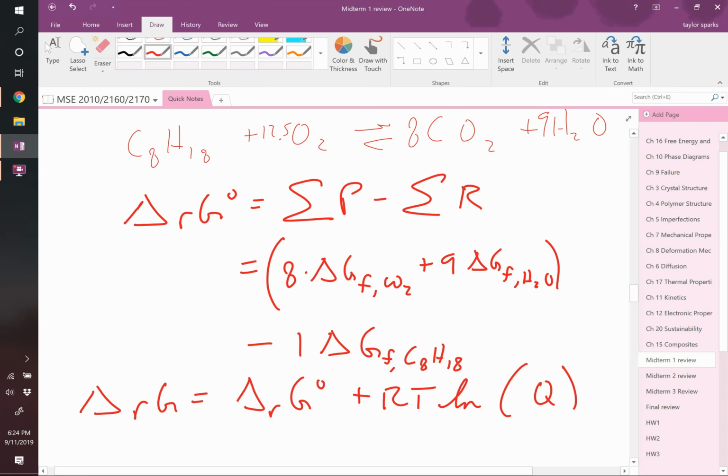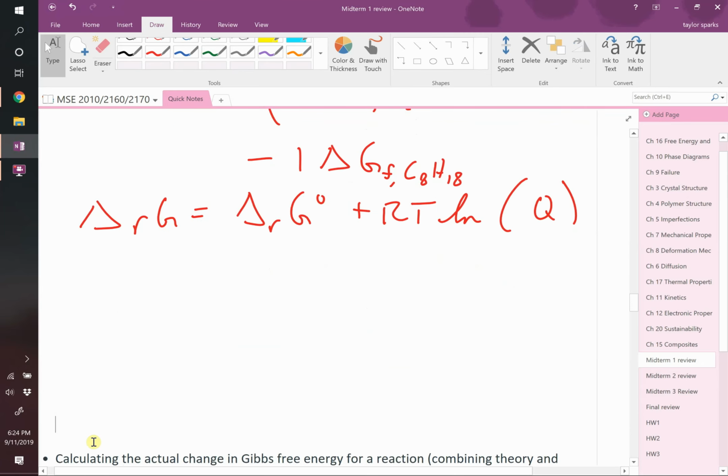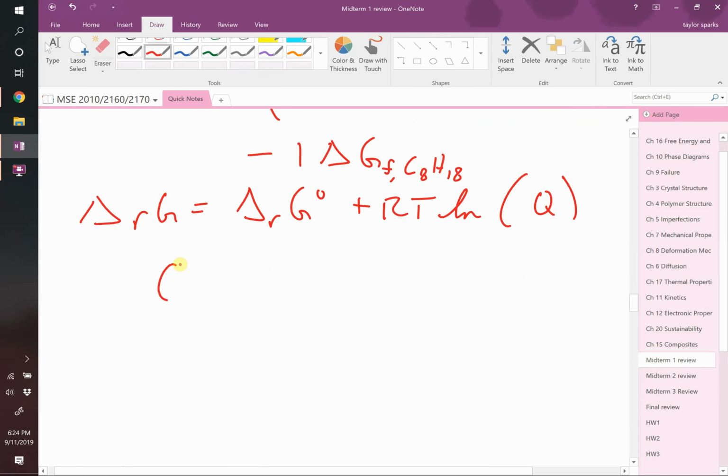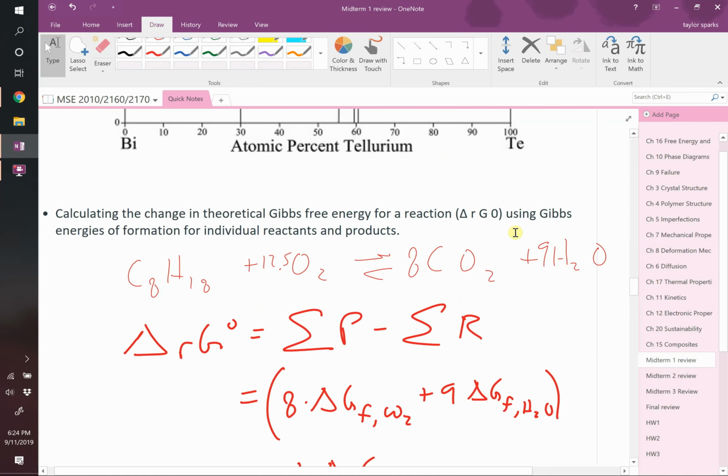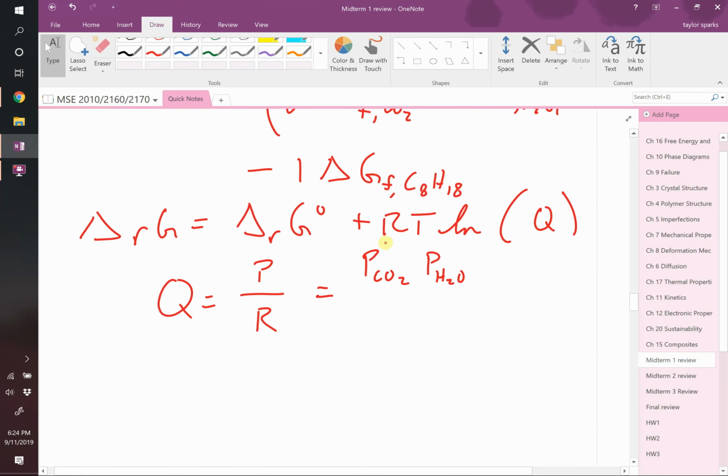Natural log, okay? Everybody with me? How do we calculate Q? Q is going to be the partial pressure of the gases in a specific way. Products over reactants. So what are our products? The partial pressure of CO2 and the partial pressure of water. And those are raised to the number of coefficients they have as an exponent. So 8 and 9.